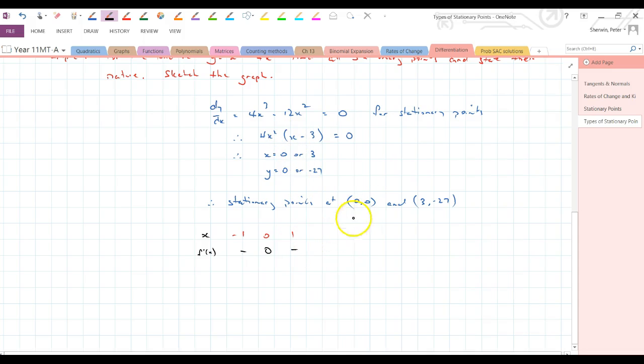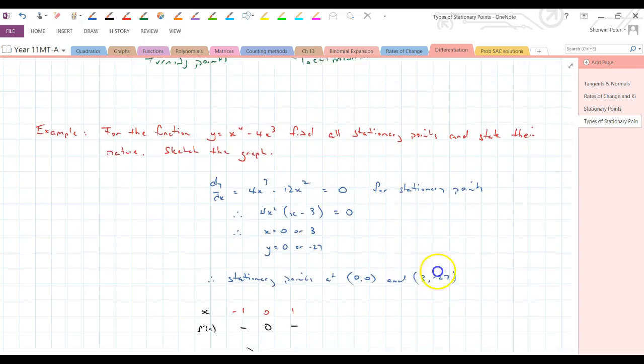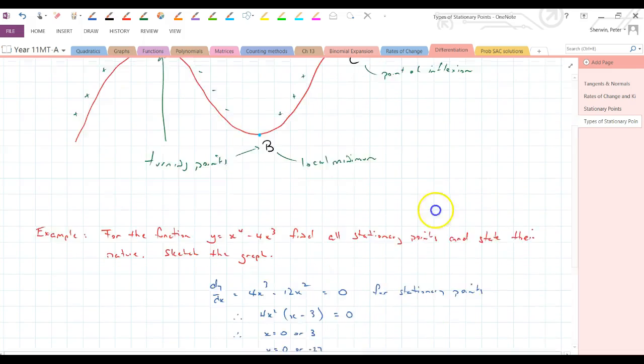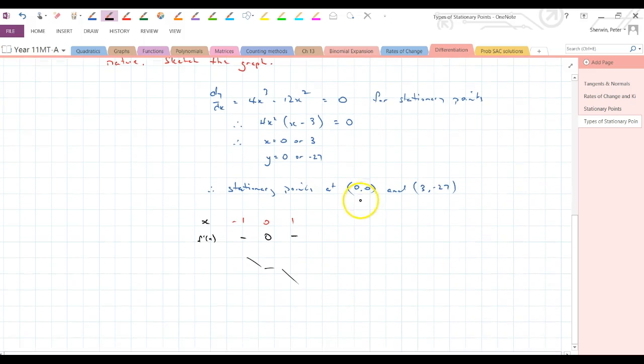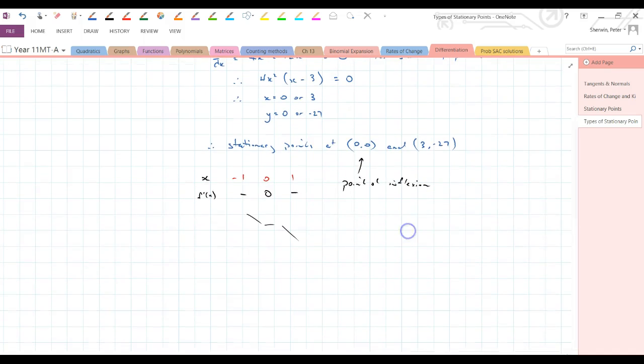So it looks like at 0, 0, we're going from negative to 0 to negative. What does that look like? Looks like one of those points of inflection, doesn't it? So that looks like what we've got there at 0, 0. So we've got a point of inflection, that horizontal point of inflection.